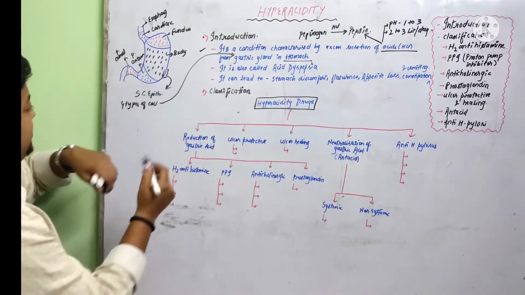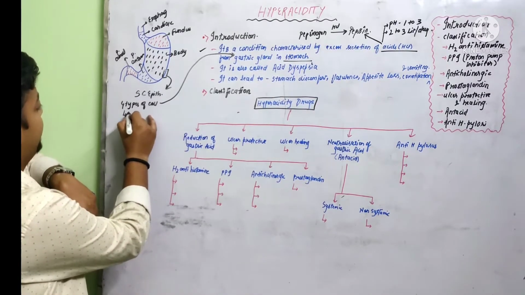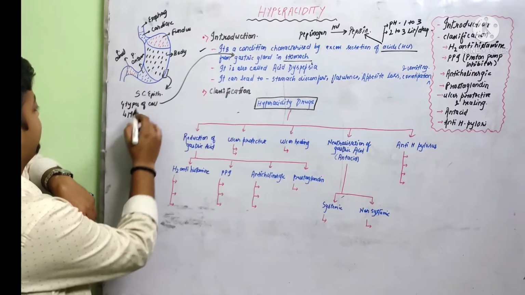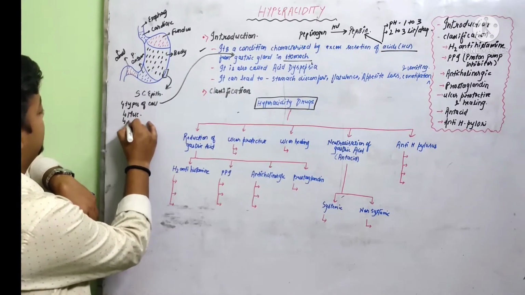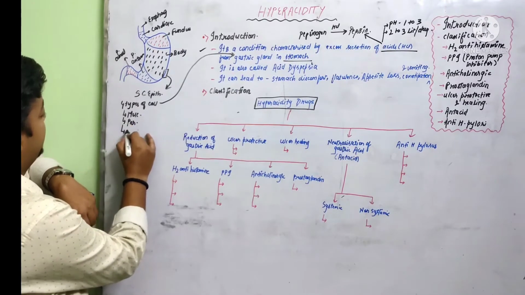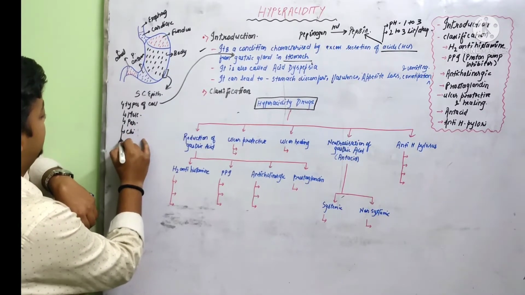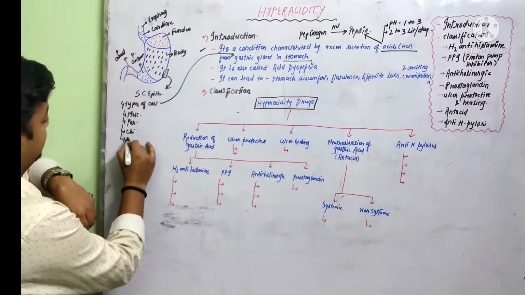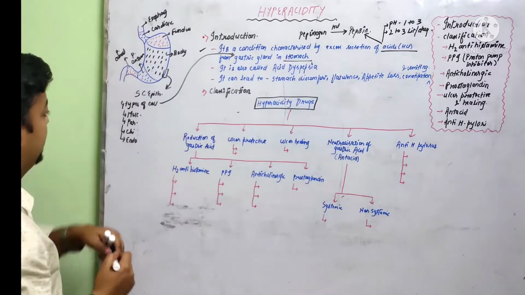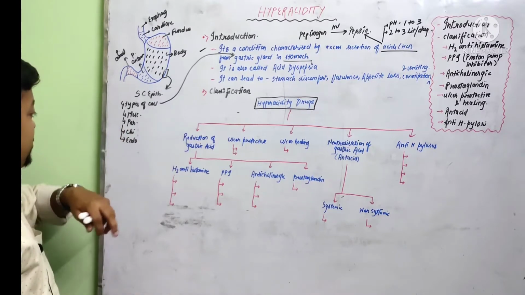So the first is the mucus cell, number 1. Then we have the parietal cells, number 2. Then we have the chief cells, and then we have the endocrine cells, right? Mucus, parietal, chief, and endocrine.